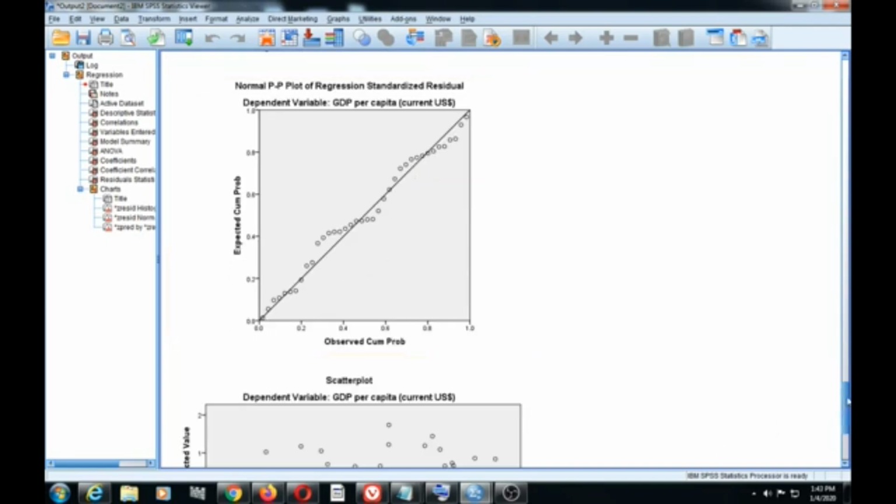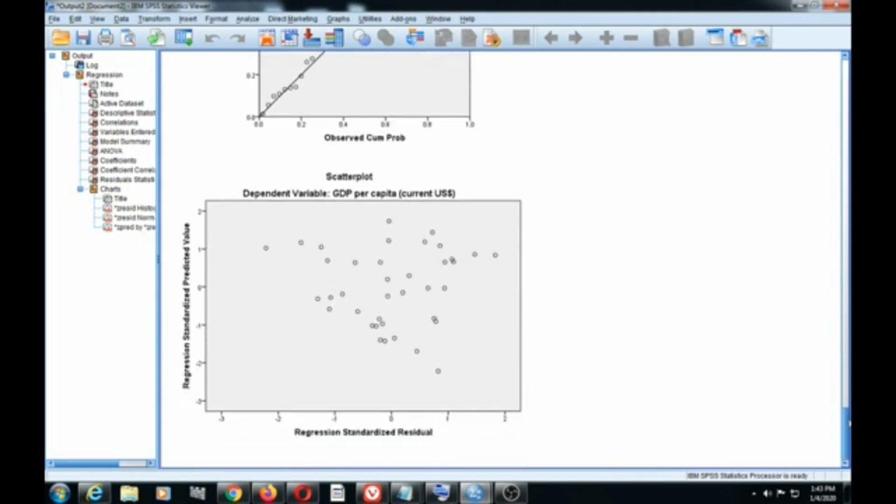That is one of the hypotheses behind linear regression. We also have a scatter plot of the standardized residual and the dependent variable. So that's it for this tutorial.